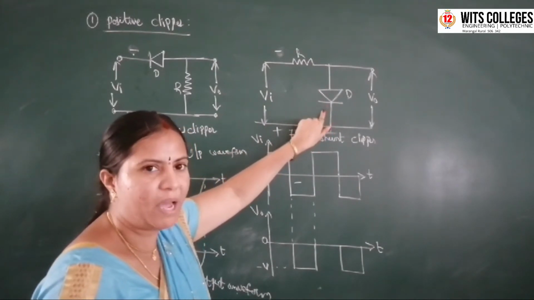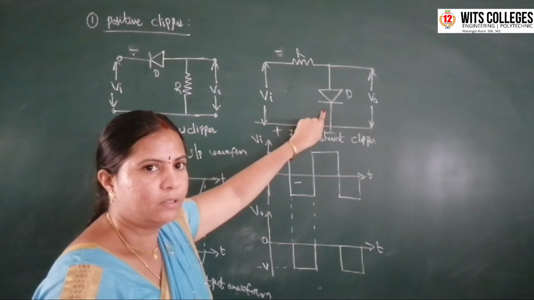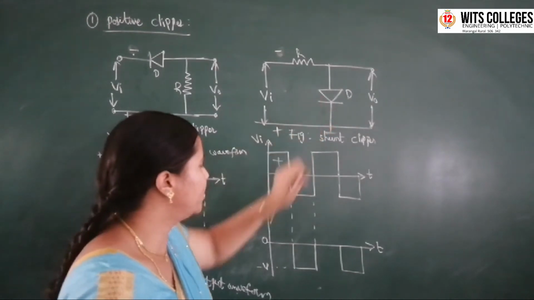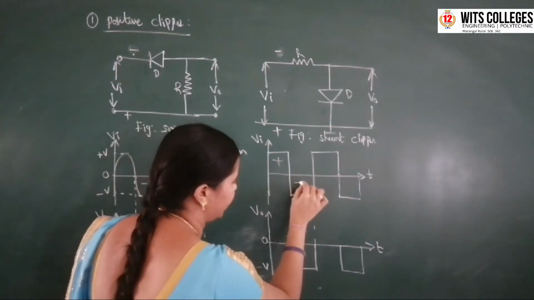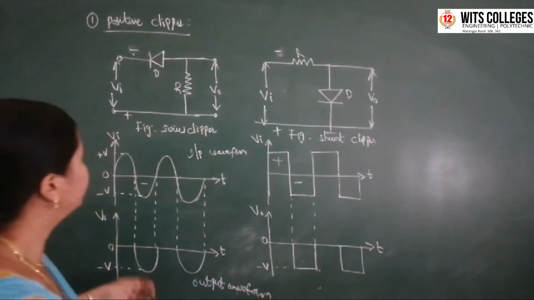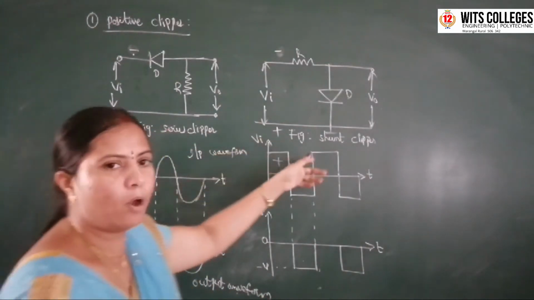Reverse bias means the diode acts as an open switch. Open switch means there is no flow of current. So whatever negative half cycle you are giving will appear at the output voltage like this. So this is the operation of the positive series clipper and the positive shunt clipper.